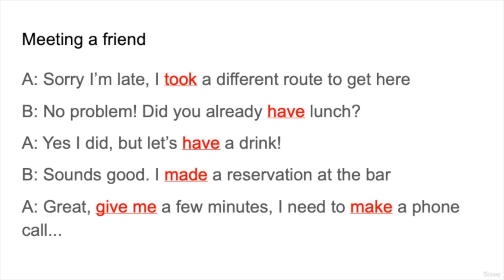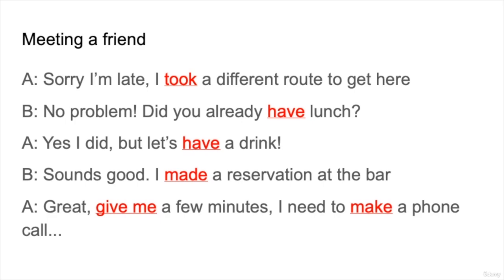"Sounds good. I made a reservation at the bar." So, as we saw before, made a reservation really means to create a reservation with the restaurant. You can also say this in a different way: "I reserved a table at the bar." But make a reservation is a very, very common way to say this. So I made a reservation at the bar.